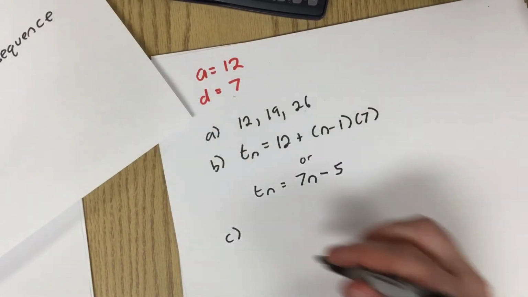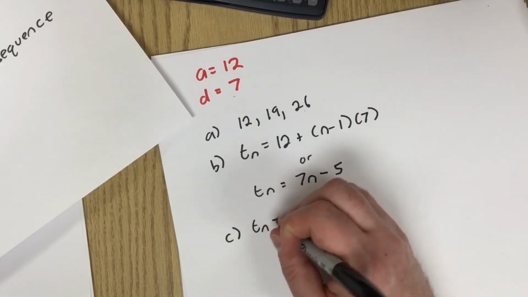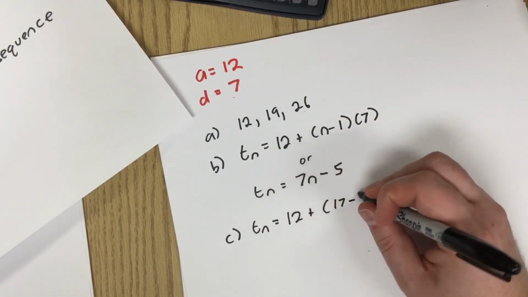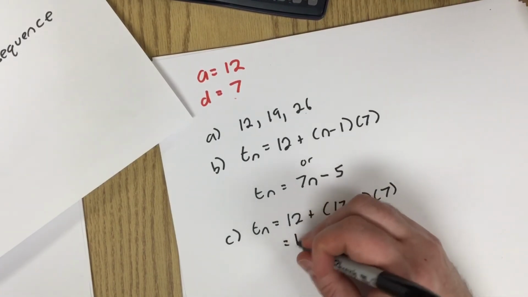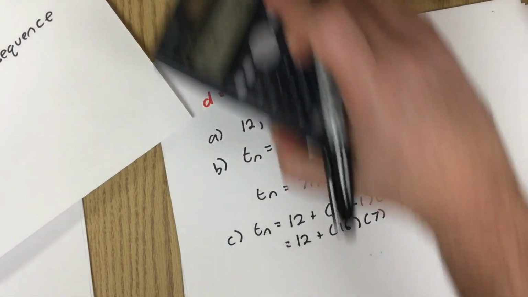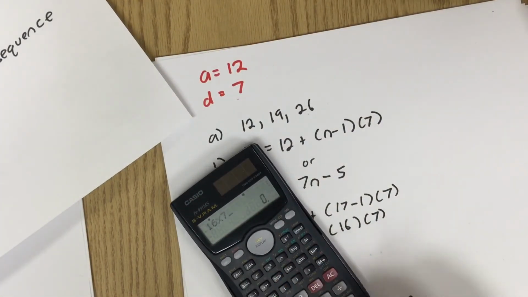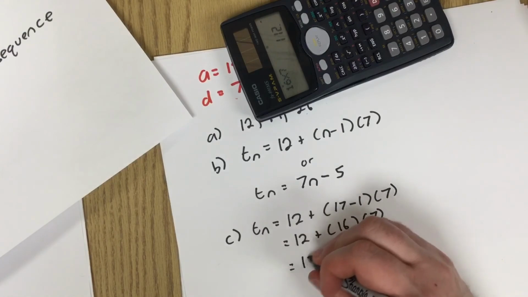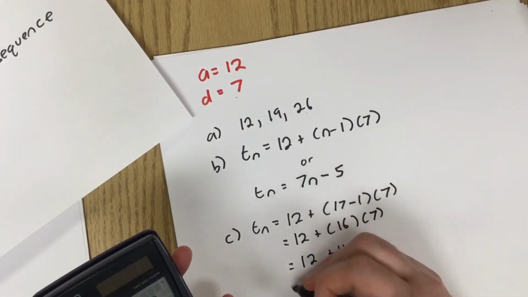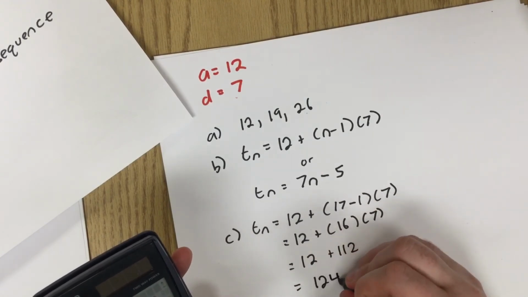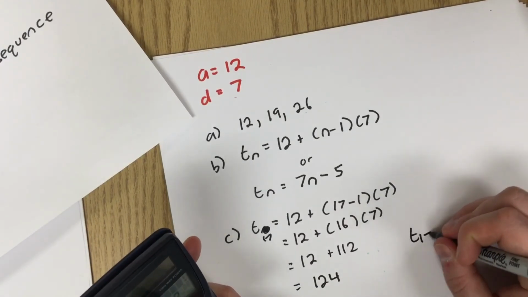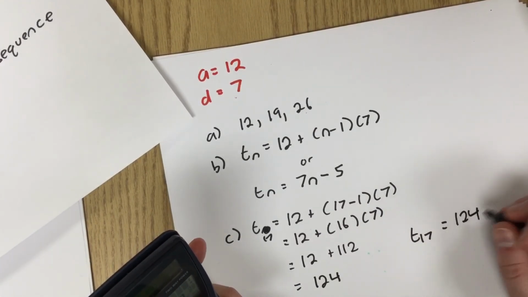And the way you would find the 17th term is you would sub in, I'll do it on the first one, 17 minus 1 times 7, which is 12 plus 16 times 7. Which is 12 plus 112, which is 124. So T17 equals 124.